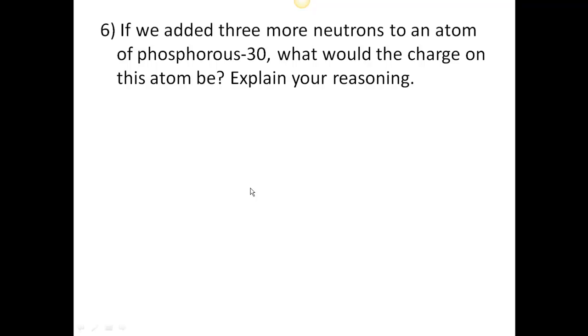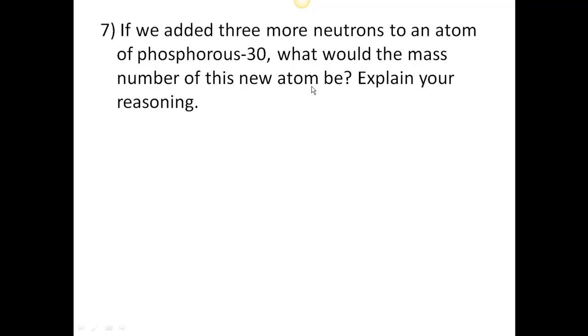If we add 3 more neutrons to an atom of phosphorus-30, what would the charge on this atom be? Well, it doesn't matter how many neutrons you add. Neutrons are neutral. So if I have an atom of phosphorus-30, which is already neutral, because it's an atom, not an ion, the charge would still be 0. You haven't changed it. So it has absolutely no impact on the charge.